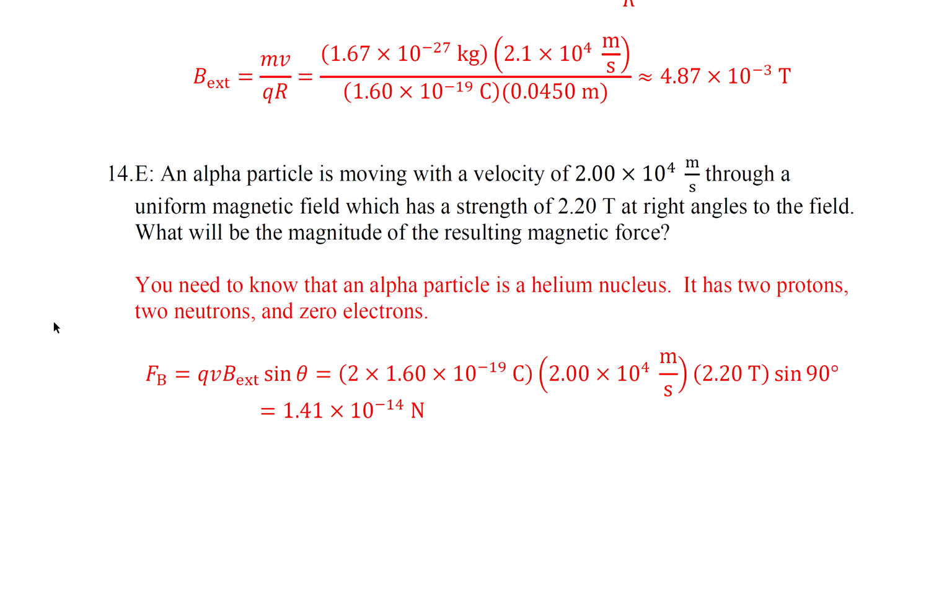Question 14. An alpha particle is moving with a velocity of 2 times 10 to the 4 meters per second through a uniform magnetic field, which has a strength of 2.2 Tesla at right angles to the field. What will be the magnitude of the resulting magnetic force? So we need to know that an alpha particle is a helium nucleus. It has 2 protons, 2 neutrons, and 0 electrons.